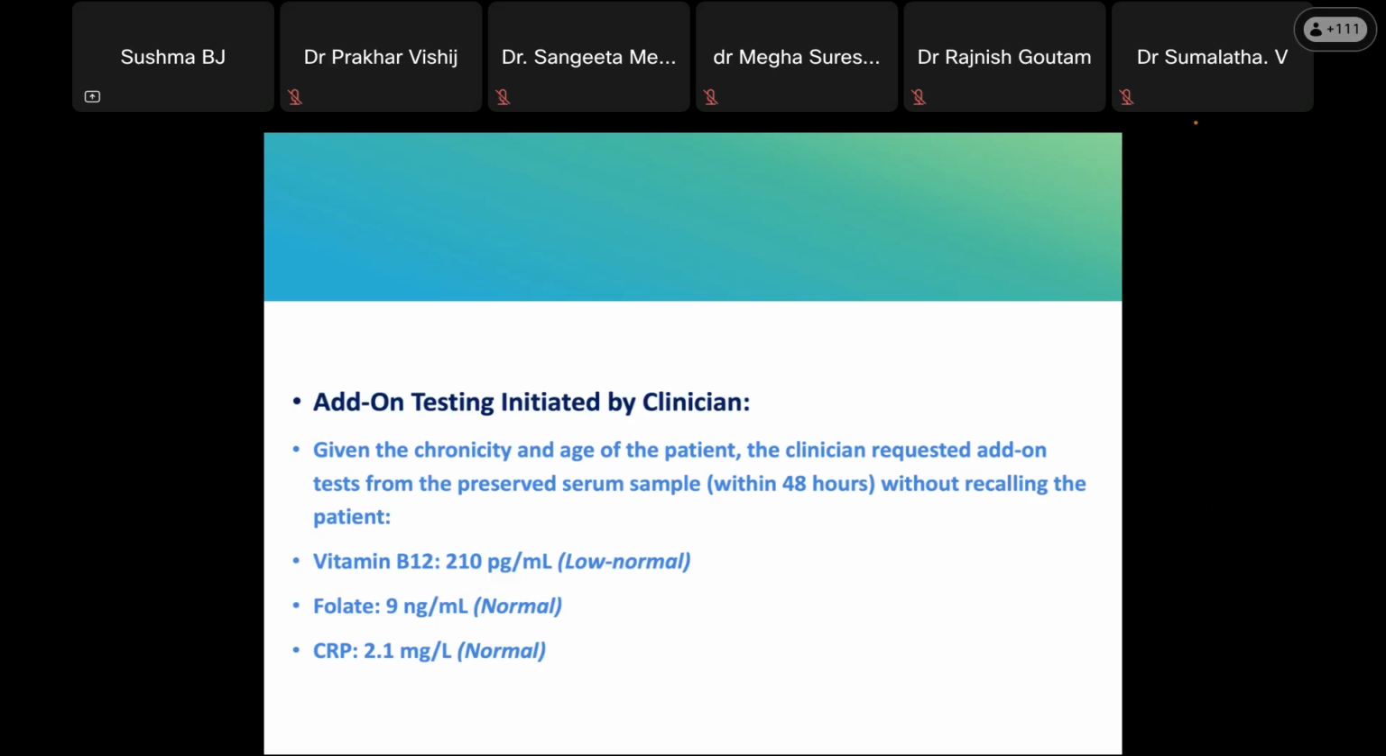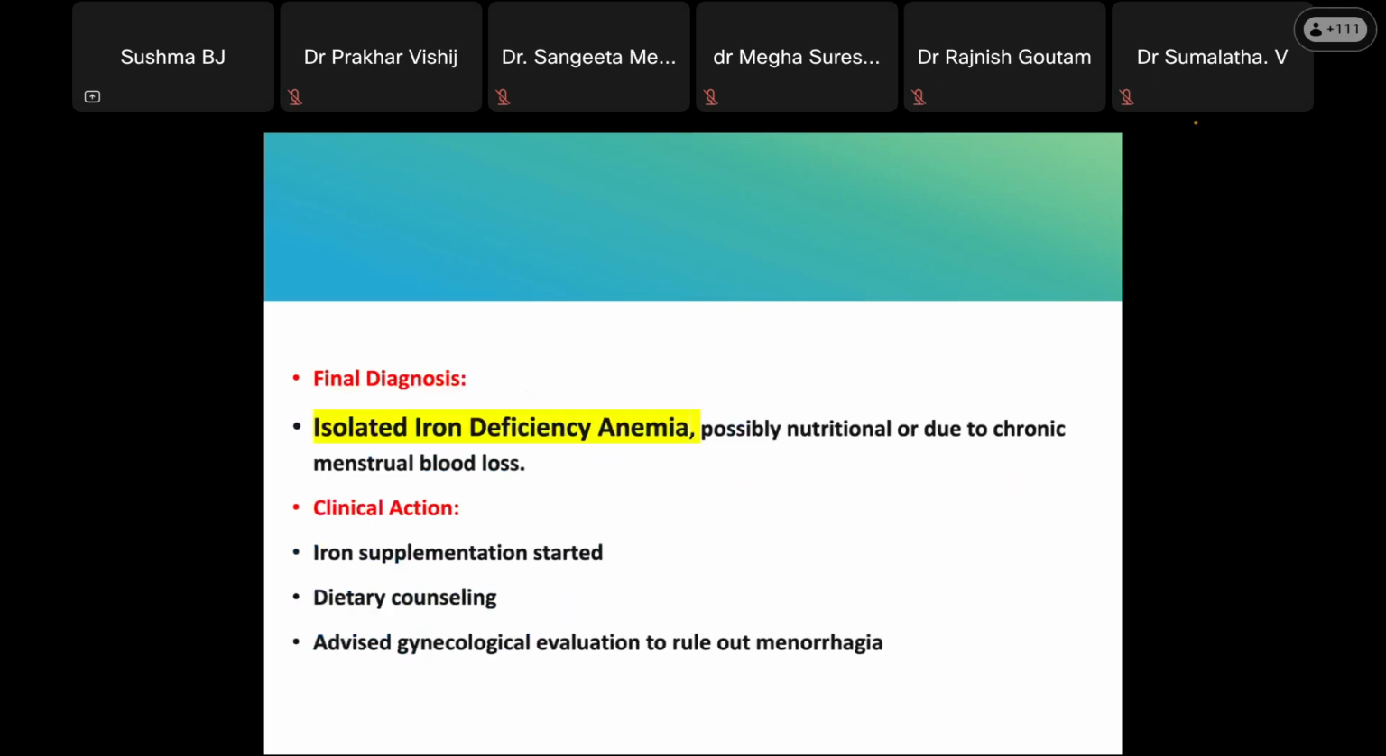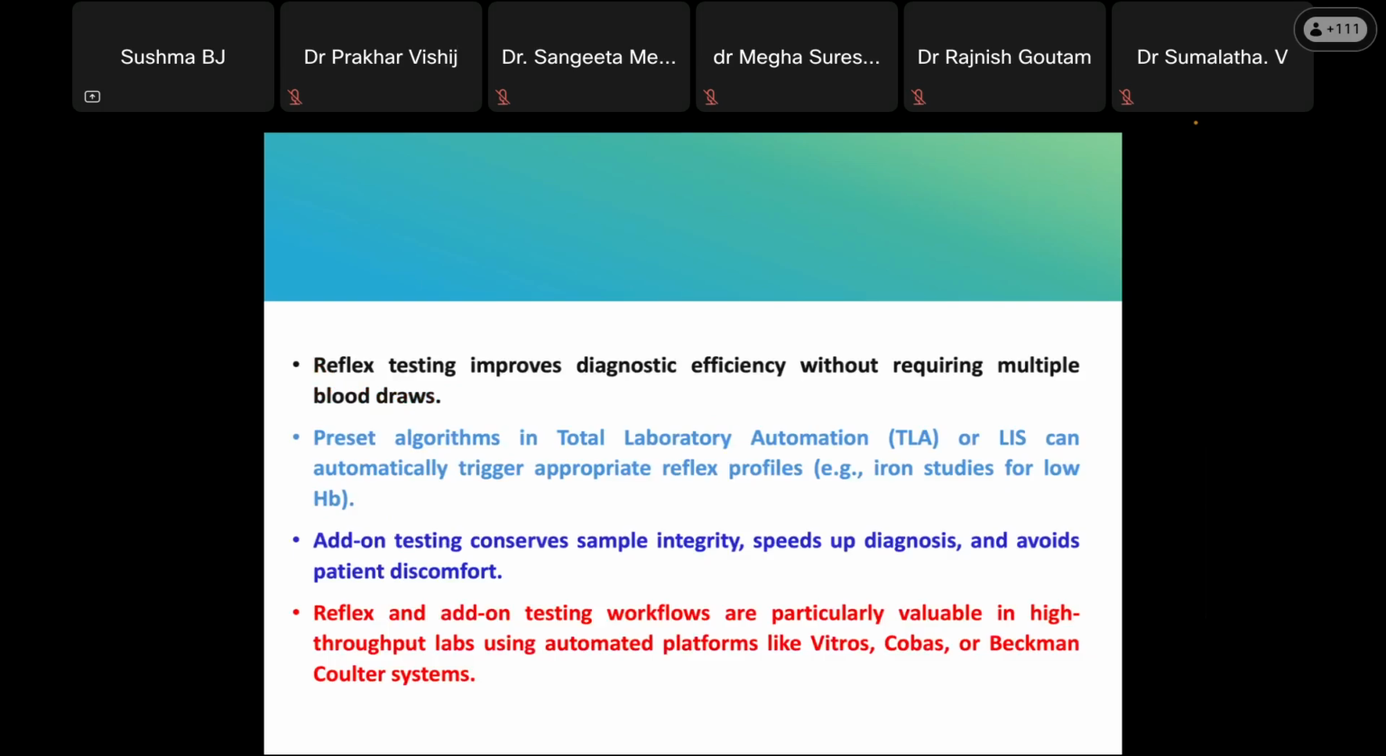We are not treating the symptoms of the patient, but we are treating the disease. To treat the disease, a proper workup and investigation are essential in order to arrive at the proper diagnosis and the proper treatment. At the end of the add-on and reflex testing, we yield the final diagnosis: it is a case of isolated iron deficiency anemia. Further, the clinical management will be done by the physician. Thus, reflex testing improves diagnostic efficiency without requiring multiple blood draws.